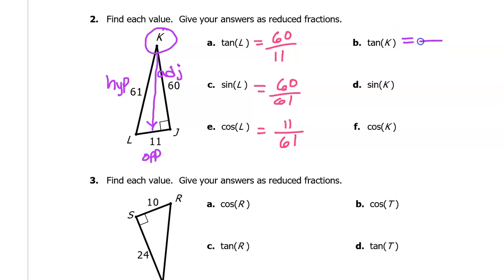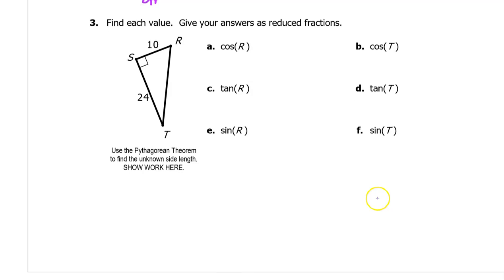So here we go. Tangent is opposite over adjacent. So that's going to be 11 over 60. Sine is opposite over hypotenuse. So that's going to be 11 over 61. And cosine is adjacent over hypotenuse. So that will be 60 over 61. Yes, it's just that easy.